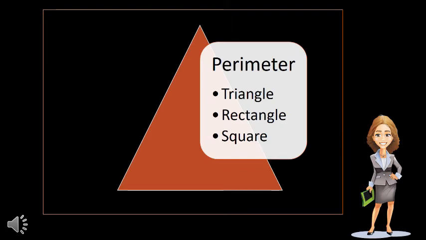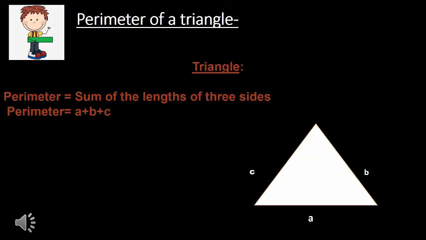Today, we will learn how to find the perimeter of the polygons like triangle, square, and rectangle using formulas. Let's start with the triangle. A triangle has three sides, side A, side B, and side C. To find the perimeter of a triangle, we add the lengths of all its sides. Thus, perimeter of a triangle is equal to A plus B plus C.